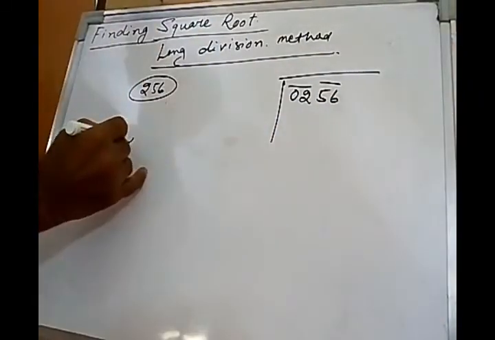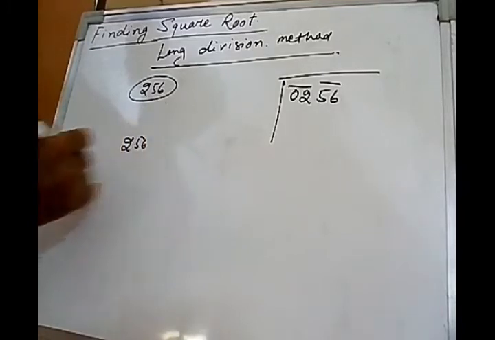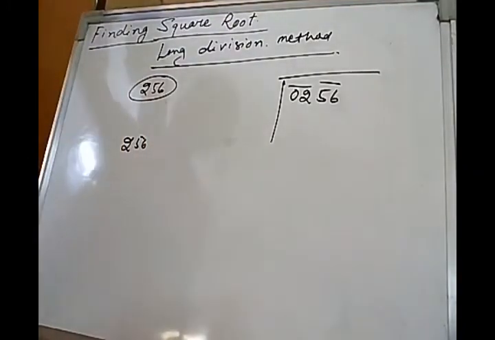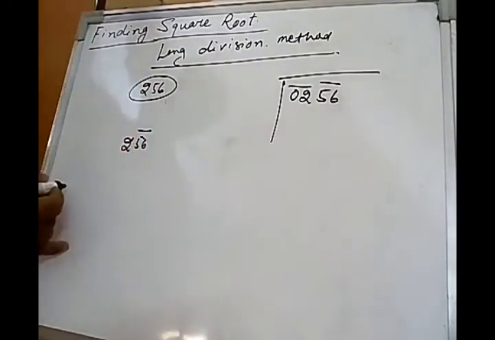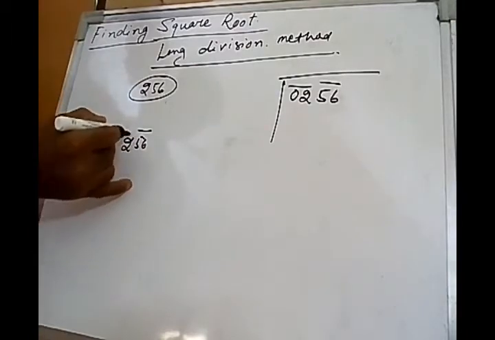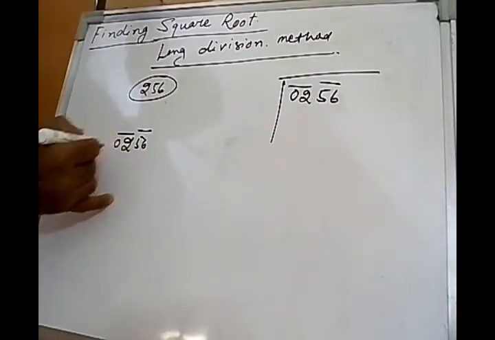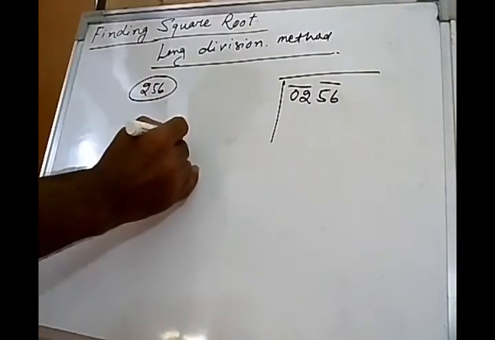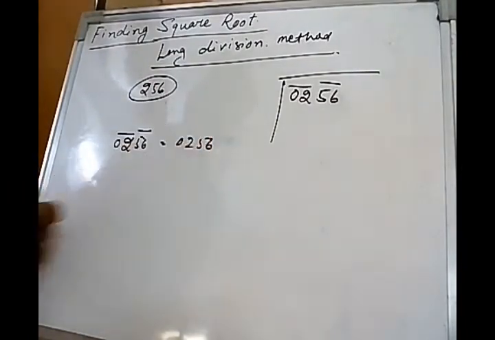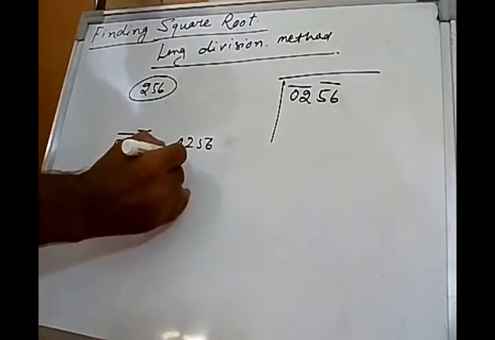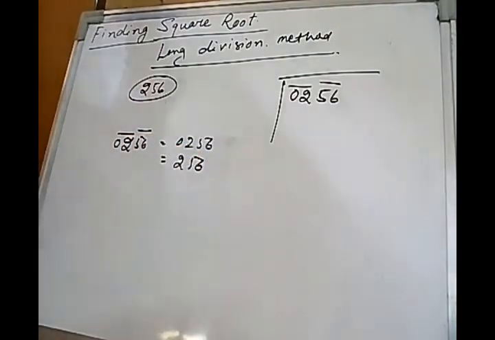For example, see here 256 is there. I want to make a pair. If I take from right to left, then this one is only one digit. So for making one pair, I can put 0 here. It means 0 to 56. 0 to 56 means only 256, because the 0 on the left-hand side has no value.